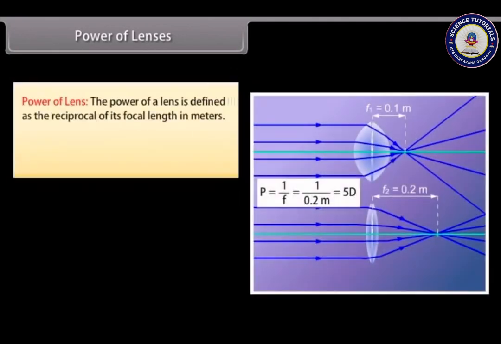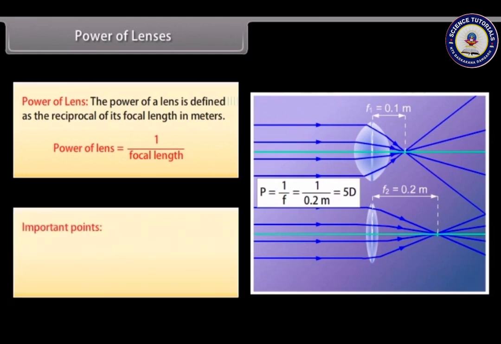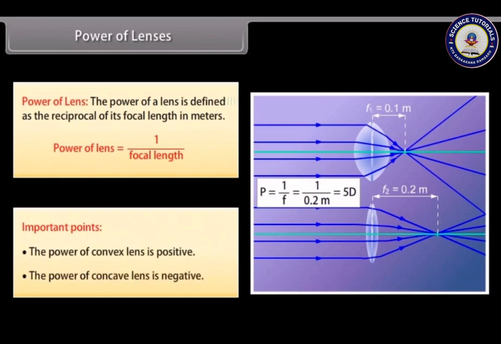Power of lens. The power of a lens is defined as the reciprocal of its focal length in meters. Power of lens is equal to 1 upon focal length. Important points. The power of a convex lens is positive. The power of a concave lens is negative.